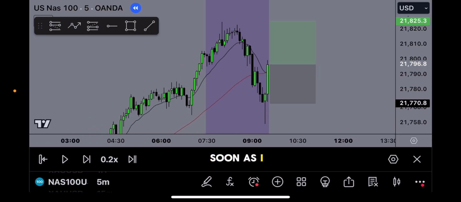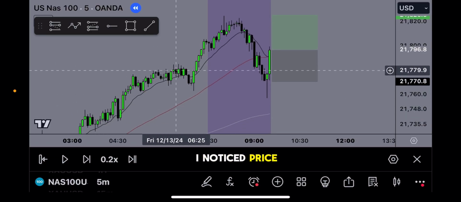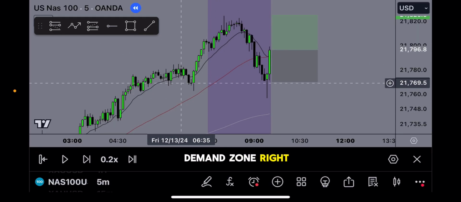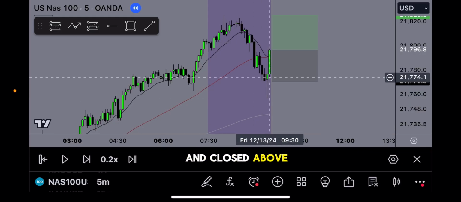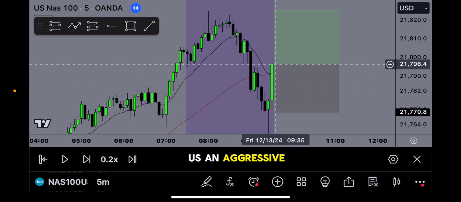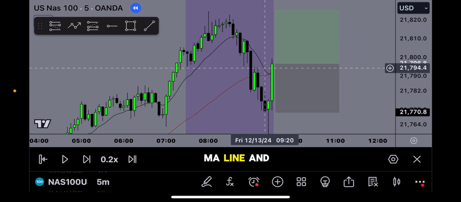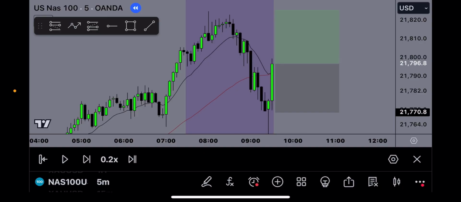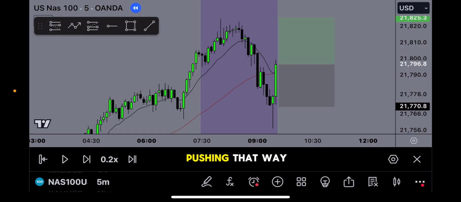So as soon as I notice this, I notice price going up one more time. I notice price going up. I notice the 3MA candles are underneath. There was a demand zone right here, but price broke it and rejected and closed above. And it gave us an aggressive momentum candle that broke the 13MA line and closed on the other side of it, giving us an indication that we're bullish and momentum is pushing that way.